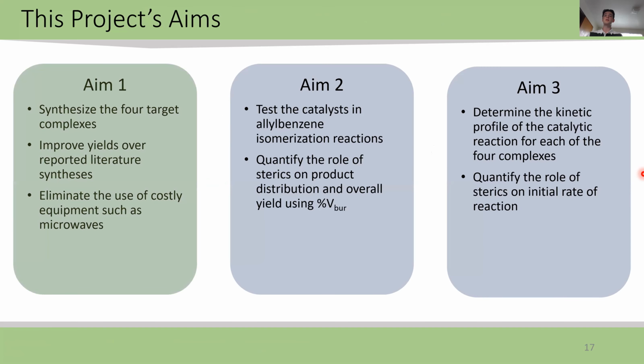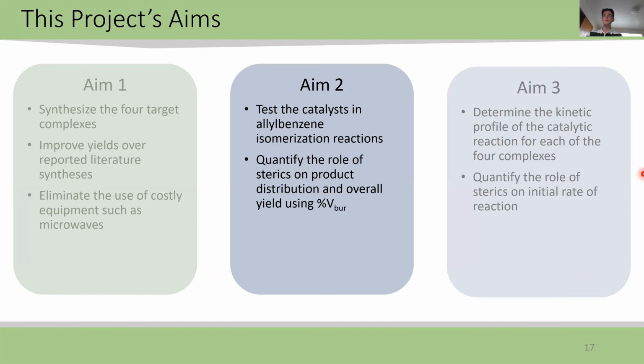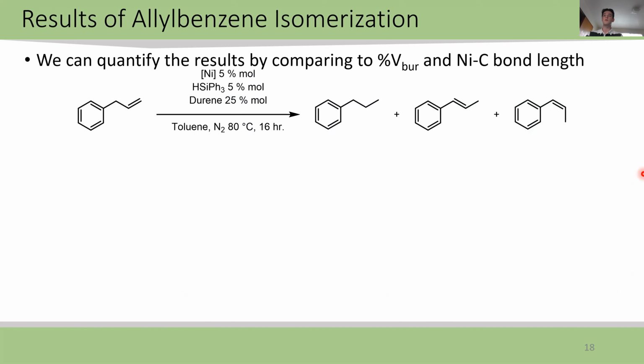So with all that in mind, we successfully completed AIM-1. We synthesized all 4 ligands and all 4 target nickel complexes. We can move forward to AIM-2 now, testing the catalyst for allylbenzene isomerization, specifically looking in this first AIM at the role of sterics on product distribution and overall yield.